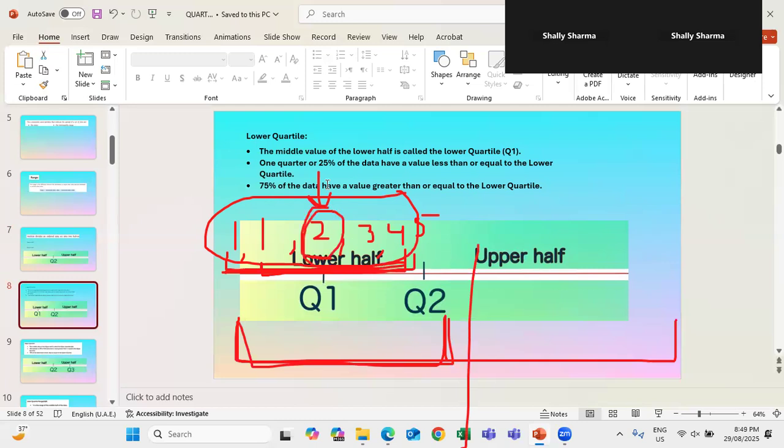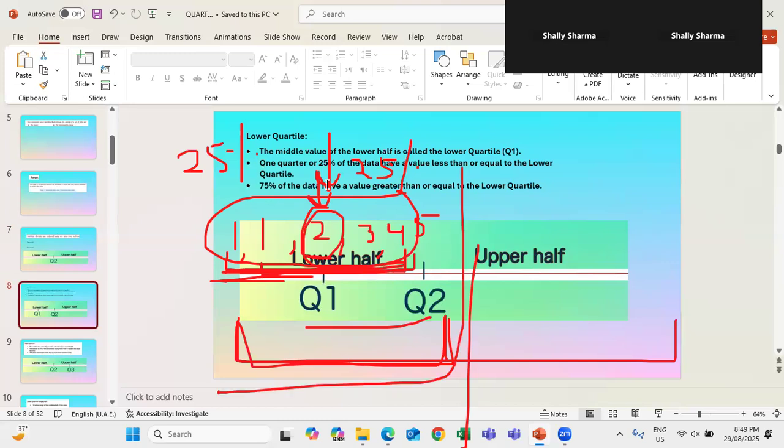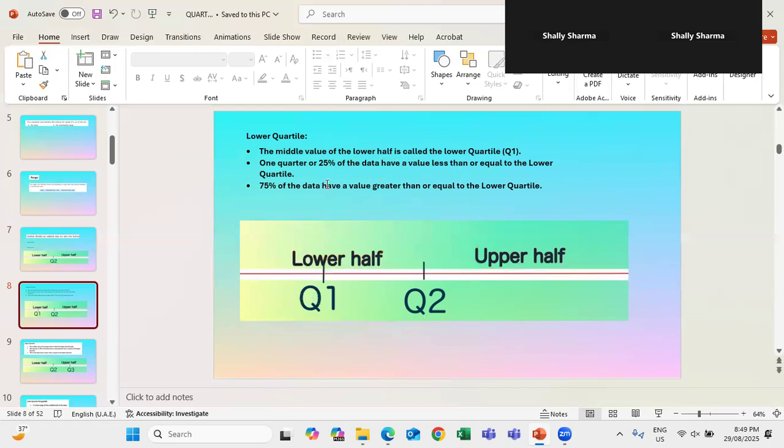Now the values on the left side of this lower quartile are only 25% of the data, and after this is 25% of data from Q1 to Q2. So this total is 50%: 25% is below the lower quartile and 25% is above. So 25% of values will be less than, and after that all the values will be more. If it is written here that 75% of data values will be more than the lower quartile, I will explain in a minute after explaining the upper half.